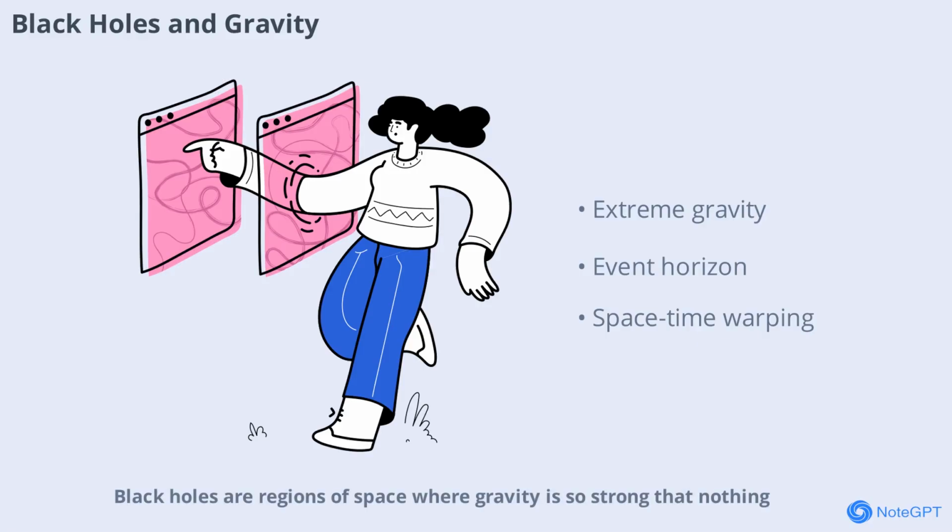Black holes are regions of space where gravity is so strong that nothing, not even light, can escape. They form when massive stars collapse under their own gravity. Black holes warp spacetime to an extreme degree, creating fascinating phenomena like event horizons and gravitational lensing. Studying black holes helps scientists test the limits of our understanding of gravity and the laws of physics.